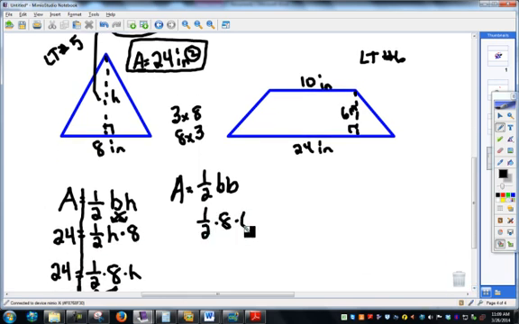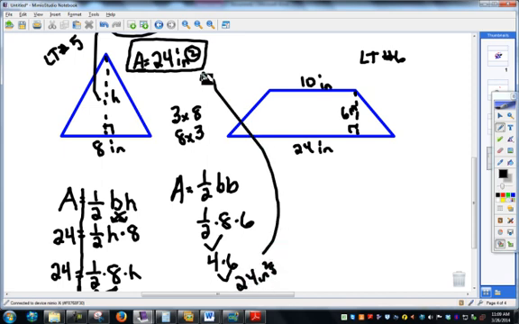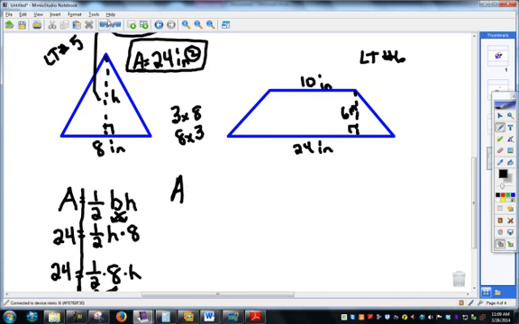1/2 times 8 times 6. Make sure that this gives me 24, so let's check. Half of 8 is 4. 4 times 6 is 24 inches squared. Isn't that what we said it had to be? Absolutely. Okay, so that's just a good way to check. Again, I'm trying to get you guys to hopefully test out of this thing.